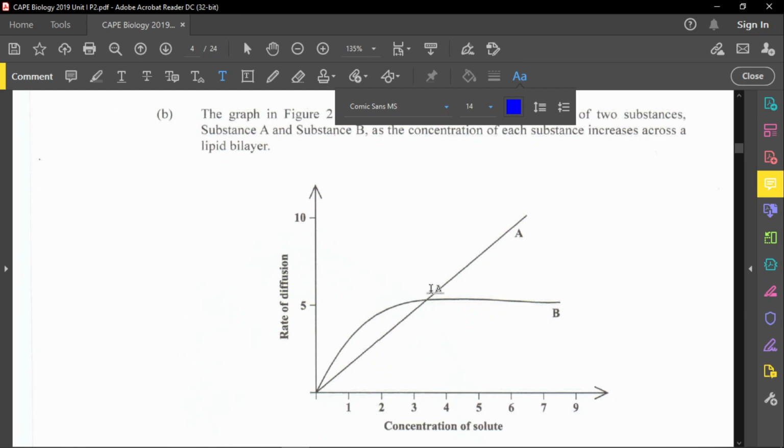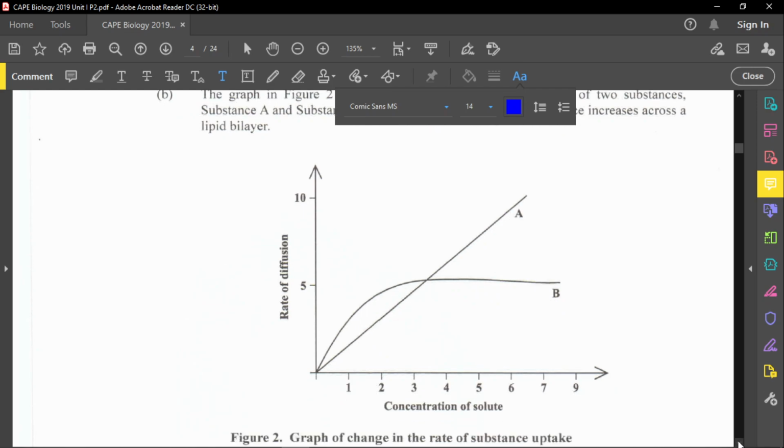I notice the different changes in the graph. Graph A is going straight up. So as concentration increases, the rate of diffusion increases. Graph B goes up, meaning there was an increase, and then the graph starts to plateau. But remember, diffusion is where particles move from high concentration to low concentration. That's a general movement, down a concentration gradient. However, if the reverse is happening, from low to high, then we have what is called active transport. I just want to mention that before I get into the question.